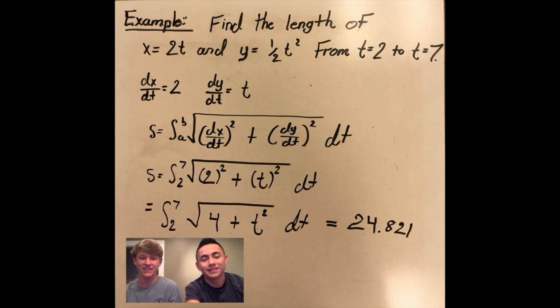If you were told to find the length of x equals 2t and y equals 1/2 t squared from 2 to 7, what would you do? If you remembered the arc length formula, of course, all you need to do is take the derivatives and set up your integral, and as we like to say in calculus, plug and chug.